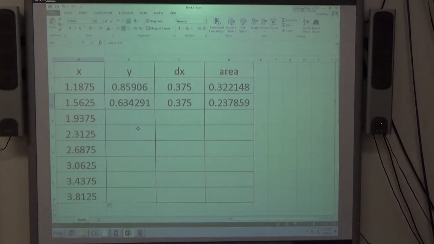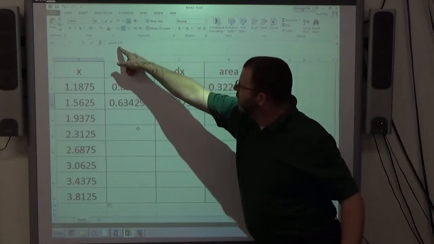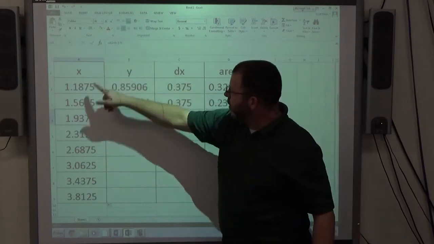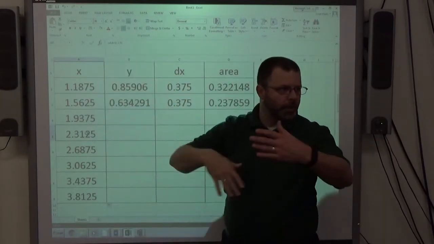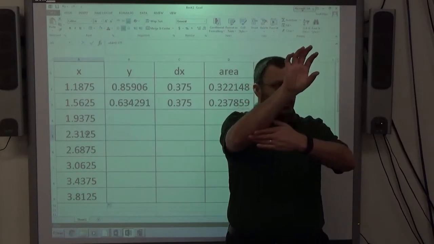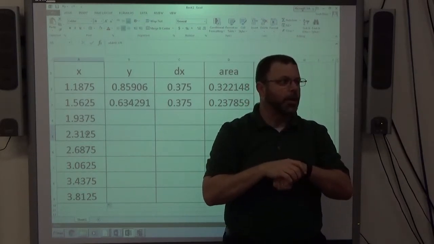So this does A2 plus 0.375. I don't know if you can see it or not. But then that's A3 plus 0.375, A4 plus 0.375. So it just keeps on saying the cell above it plus 0.375, and that's how we created that formula.